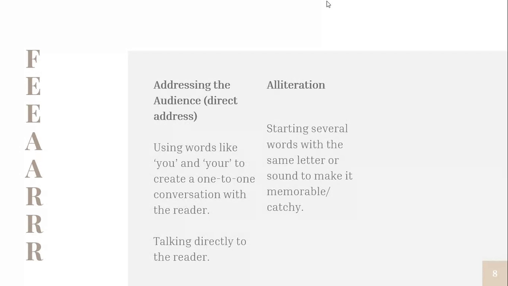Alliteration, so we have several words and they might begin with the same sound or letter within the sentence because it stands out a little bit more. It's quite memorable, quite catchy when a writer does that.